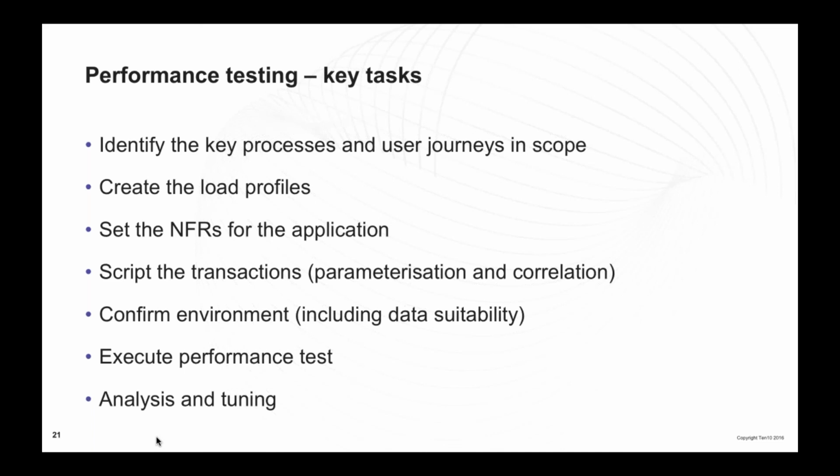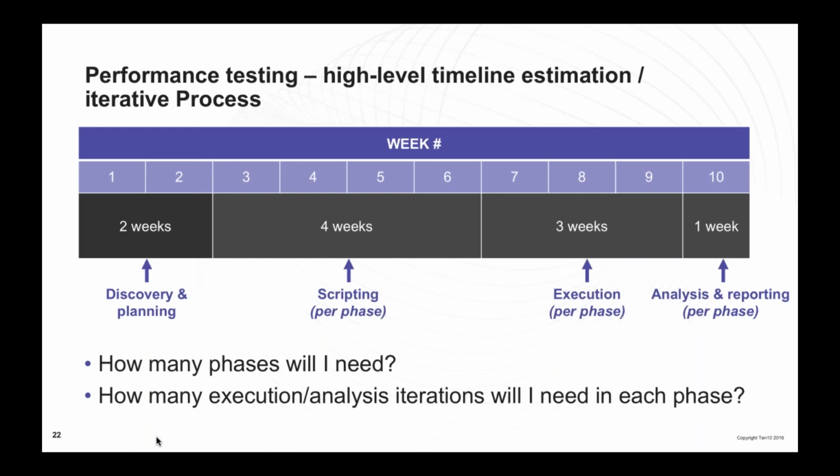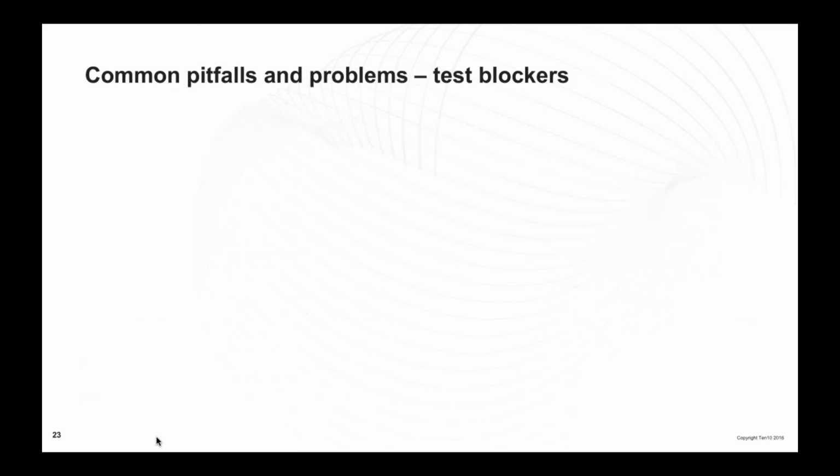I'd just like to consider some common pitfalls and problems that we see fairly regularly and that we encounter when we're doing performance testing with clients. So I'd say that these are split into 2 categories. The first category are the things that will stop you executing your performance testing, or at least slow down the pace of that performance testing. So these are the blockers.